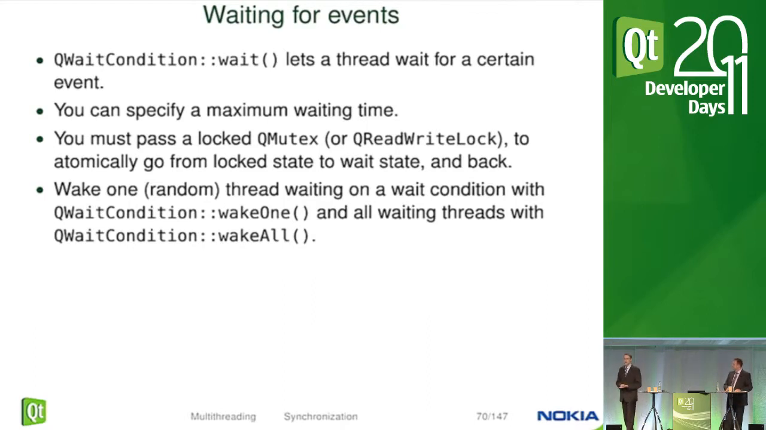Waiting for events. That's the final locking mechanism. We have QWaitCondition. So if you have to suspend a thread while waiting for something else to happen, that's what QWaitCondition is for. So the thread you want to suspend calls QWaitCondition wait, and then it will be stopped at this point until another thread calls QWaitCondition wakeOne or wakeAll, so you can have multiple threads suspended at the same time. That's whenever you have threads that wait for whatever input they need to do their processing.